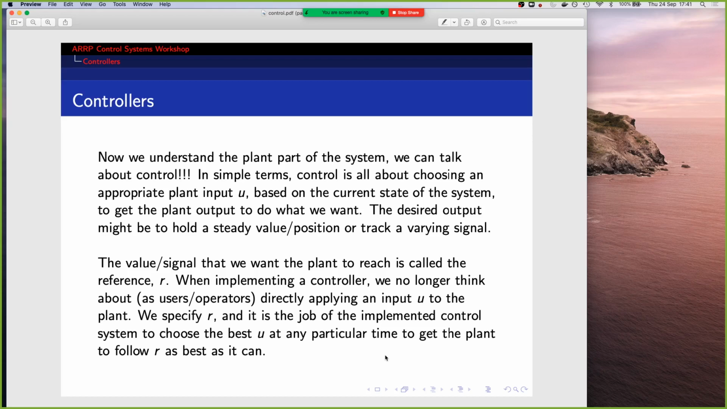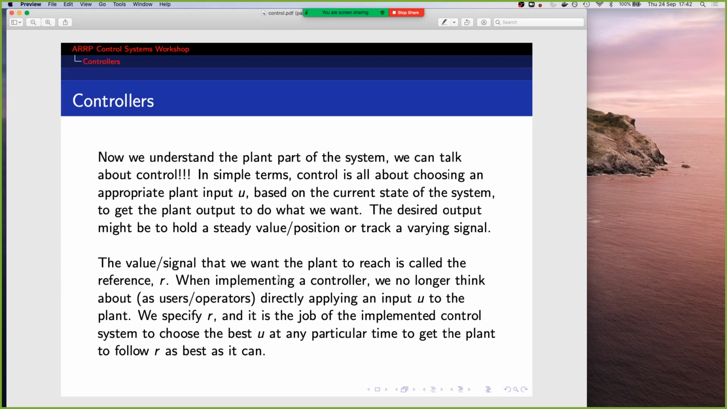And control is all about choosing an appropriate plant input U based on the current state of the system to get the plant output to do what we want. So that desired output might be to hold a steady state, or maybe track some sort of signal and follow it. The signal that we want the plant to get to is called the reference R.